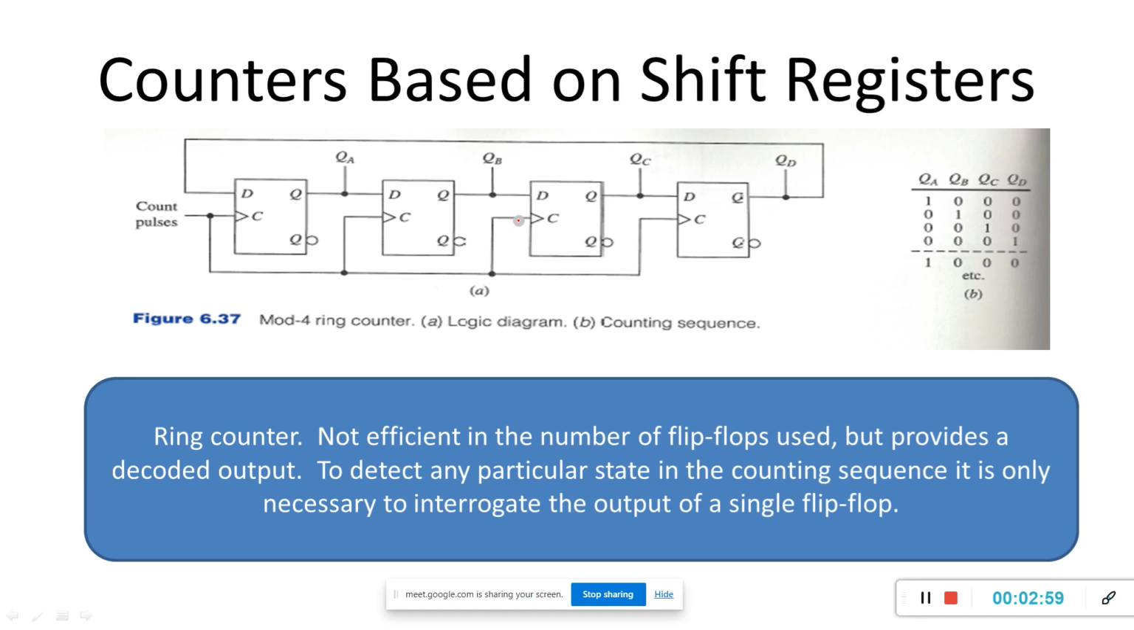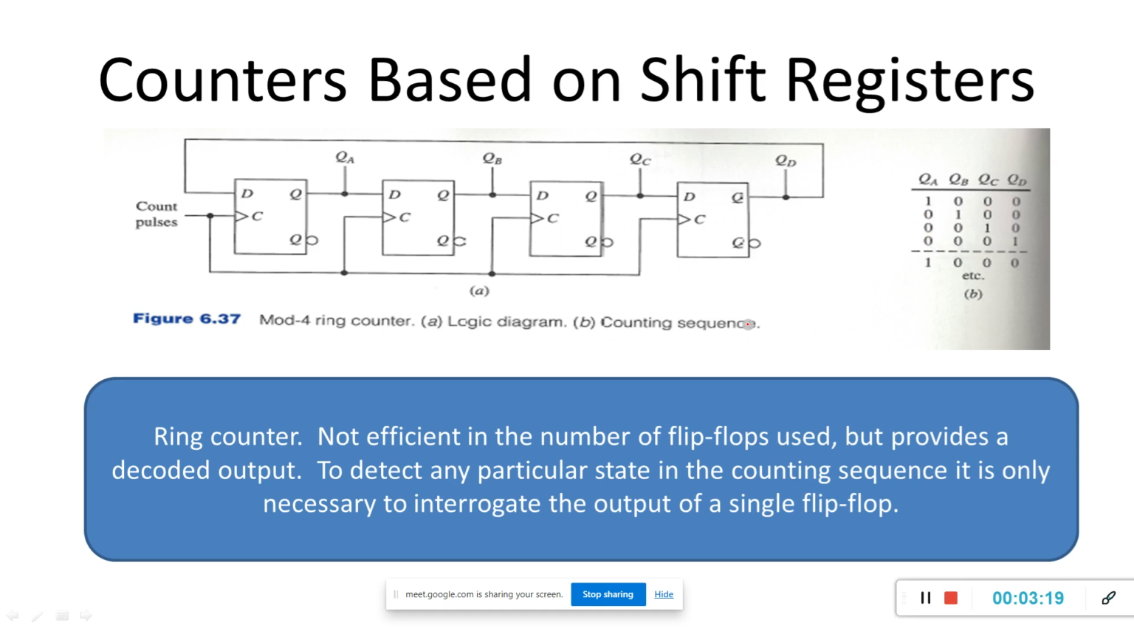As a consequence, we have n flip flops for n states. How many flip flops are there? See here, 1, 2, 3, 4. So how many states are there? 1, 2, 3 and 4. N flip flops generate n states.